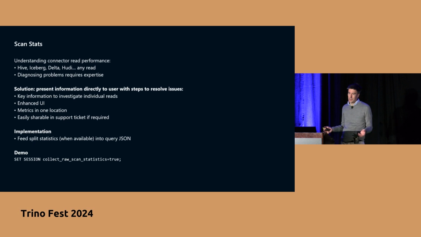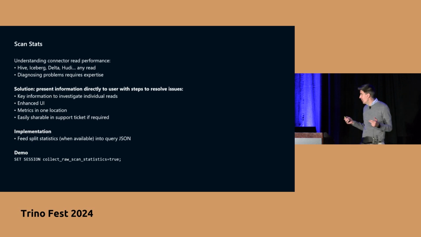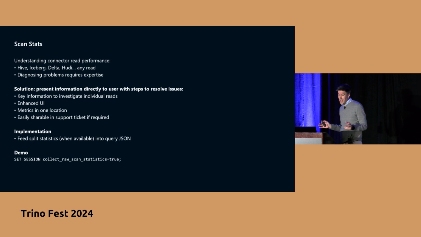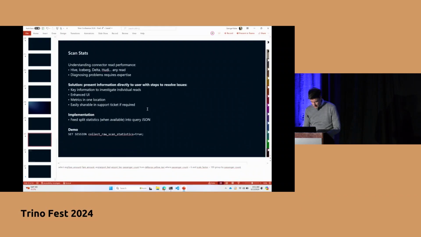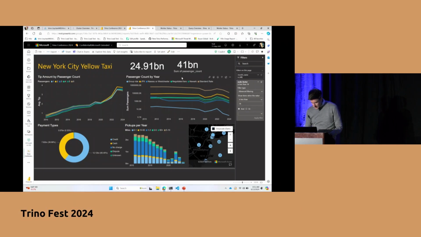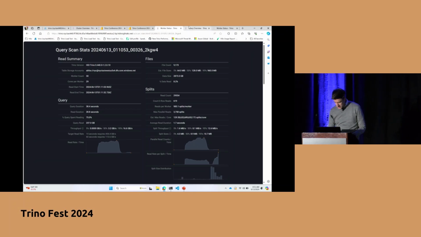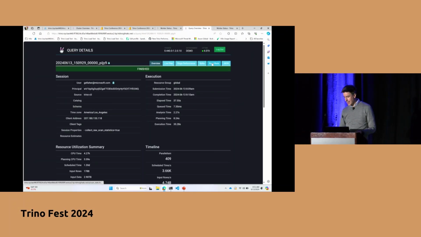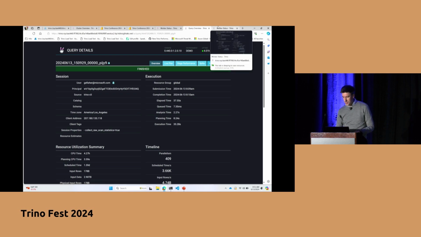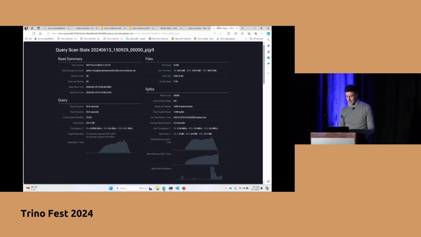Where the reads are slow, what we want to do is diagnose what the problem is and give all the tools to that user. So rather than describing this, I'm going to actually demonstrate what this looks like. Here we have an extra tab on the Trino UI, which is scan stats. If you click on this, you can go to a page that looks like this.